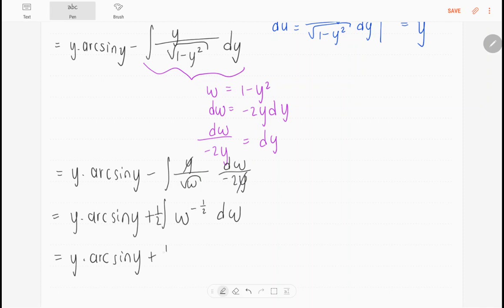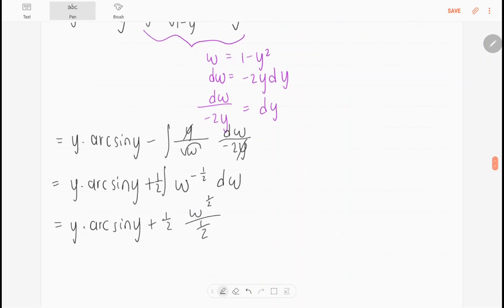So now we have 1 over 2 w to 1 power higher. So it's minus a half plus 1 over a half. And then please remember to substitute back. So firstly, we know that w equals 1 minus y squared. So let's just quickly cancel those two halves. Then I have y multiplied by arc sin of y plus, then I have the square root of 1 minus y squared.